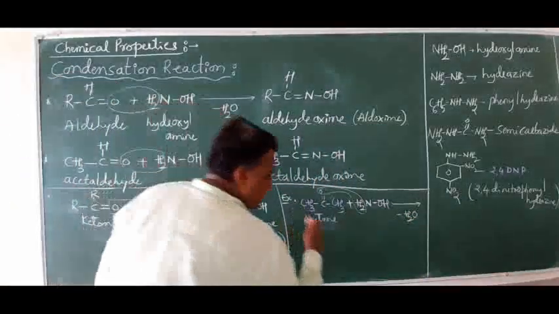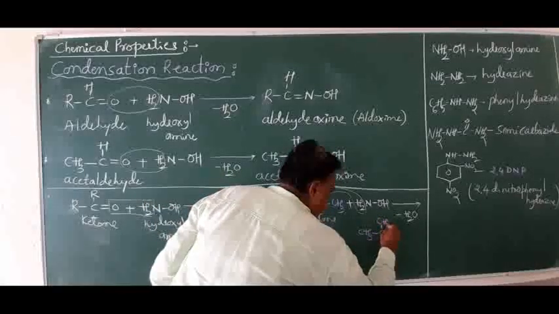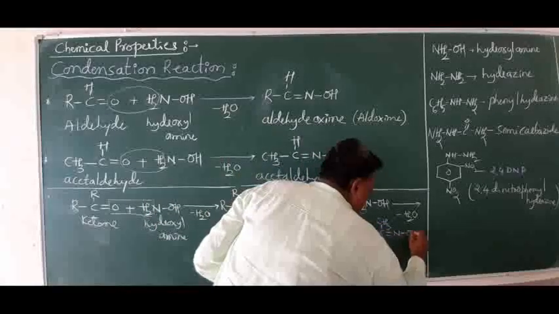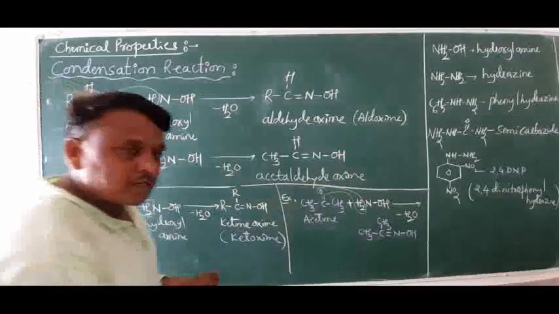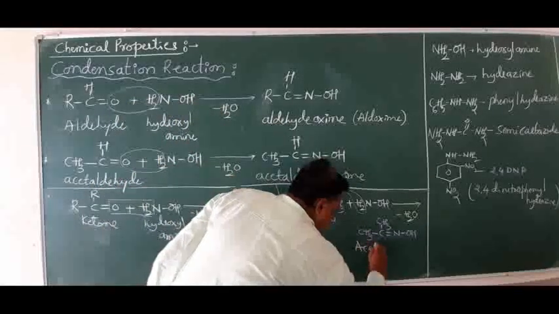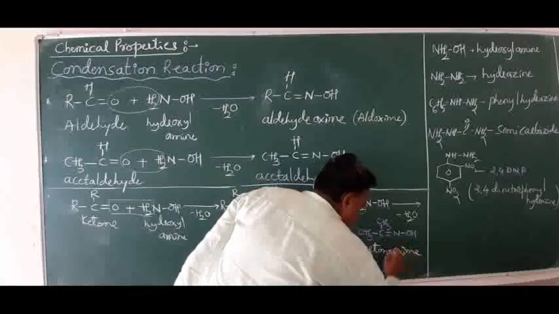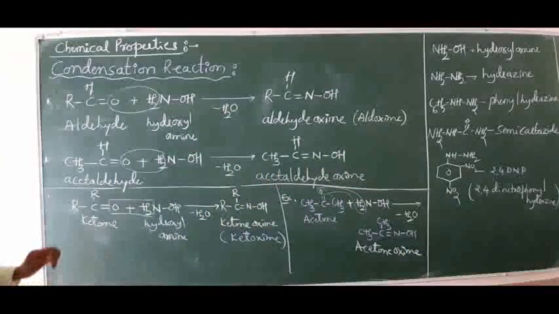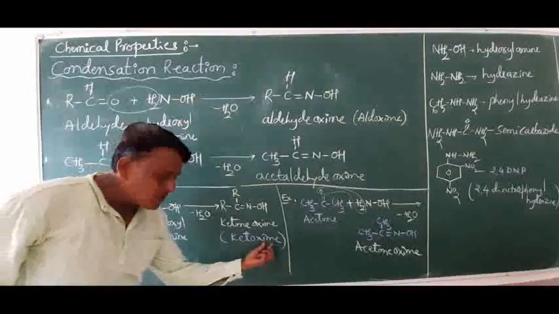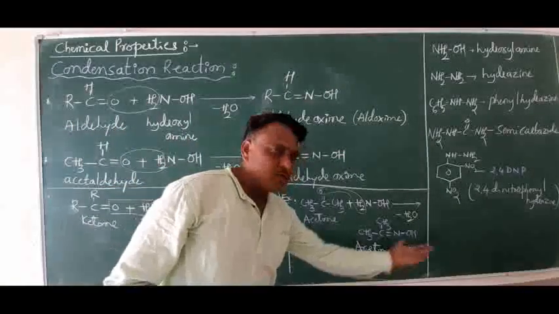What remains? CH3 as it is, and this is CH3, and double bond N, this is H. What about the name of the compound? This is derived from acetone, so this is acetone oxide. Similarly, we can use different ketones. I repeat, ketone undergoes reaction with hydroxylamine to form ketoxide or ketone oxide, like acetone to form acetone oxide.